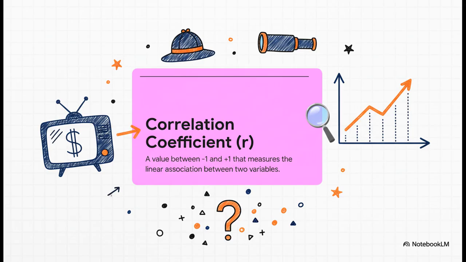It gives us a single number, somewhere between -1 and +1, that measures how strongly two things are related in a linear way. A value near +1 means a strong positive relationship. As one goes up, the other tends to go up too. Near -1 means a strong negative relationship. And a value near 0? Well, that just means there's little to no linear relationship at all.